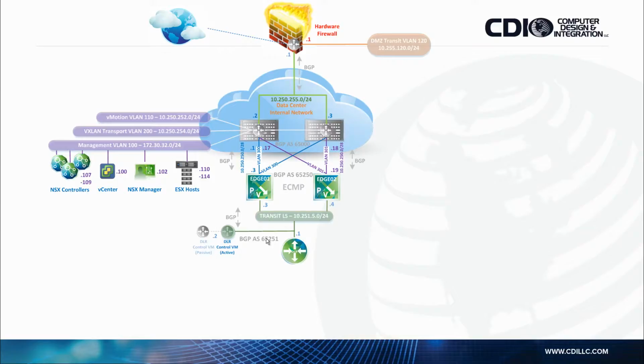In addition, we have our routing control plane hosted on the DLR control VM. And for redundancy, we also have a passive instance running. And the IP address of the DLR control VM is .2. The DLR on the transit LS is .1. And the edges' internal interfaces are .3 and .4.